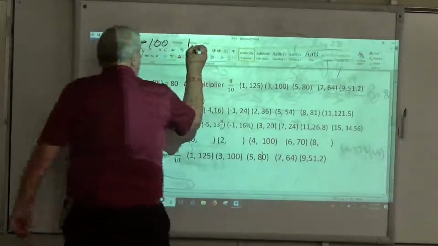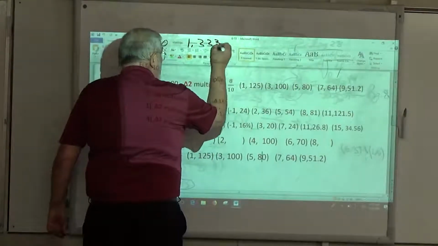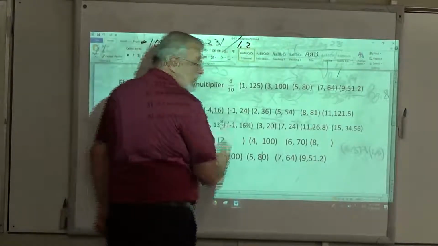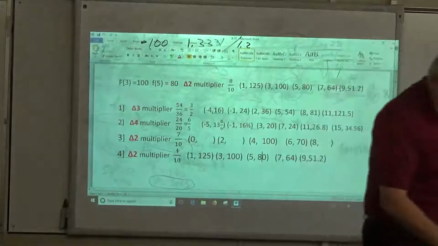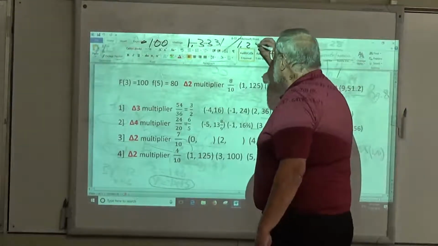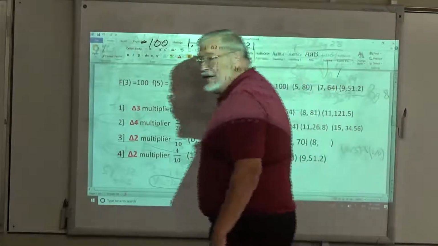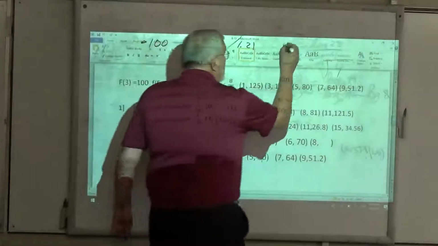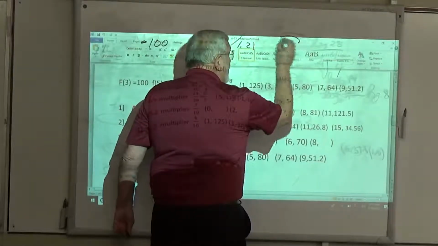So it's going to be 1.331 divided by 1.21. Everybody see that? Okay, so what is that quotient? 1.1. So the multiplier is 1.1.